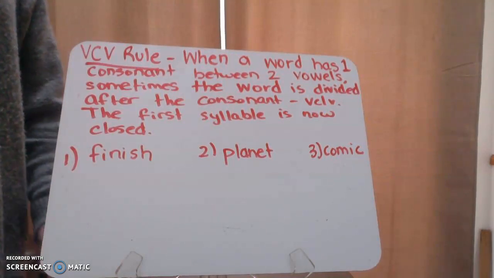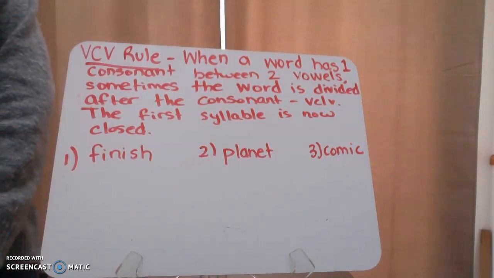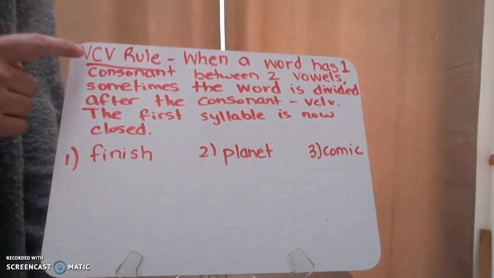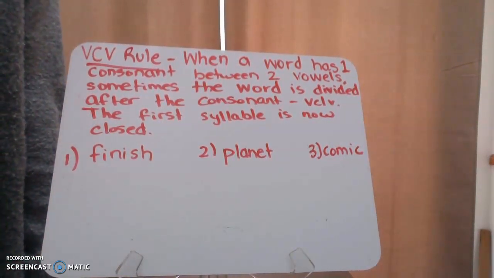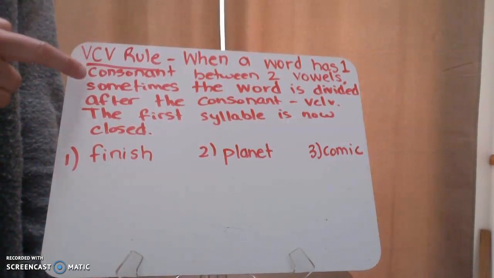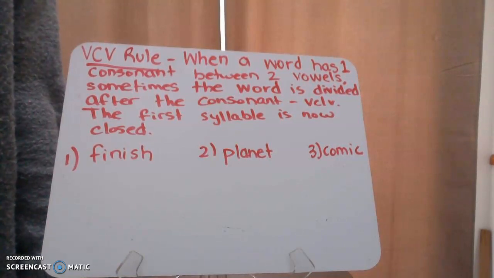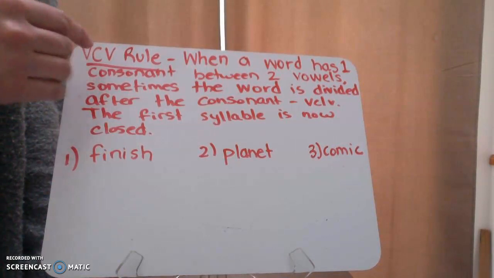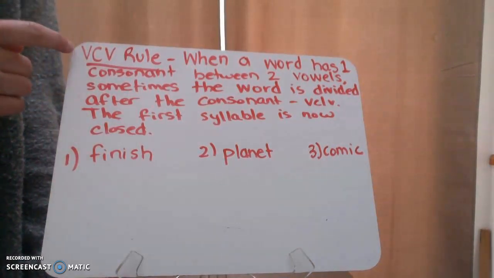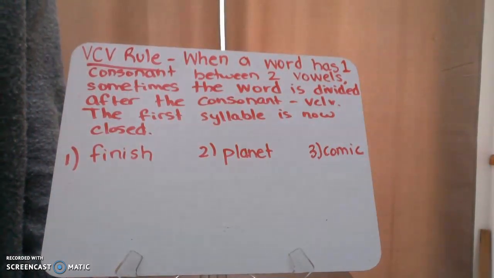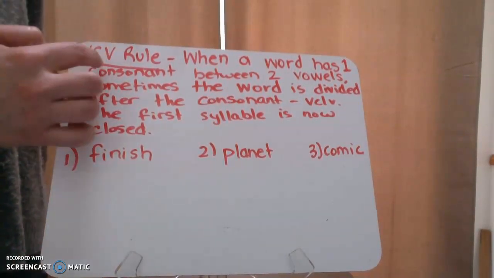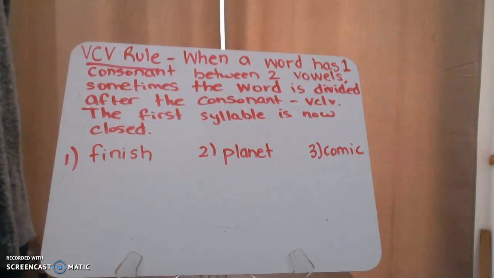Very good. So boys and girls, on Wednesday I taught you about VCV. I taught you that when you see a VCV pattern word, most of the times you split it after the vowel and it makes our vowel open. But sometimes, boys and girls, that doesn't sound right. So you have to split and chop the word after the consonant, which will make our vowel say its sound. So today, that's what we're going to practice. We're going to practice splitting the word after the consonant so the vowel can say its sound.